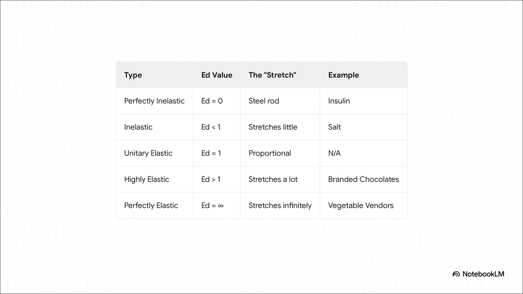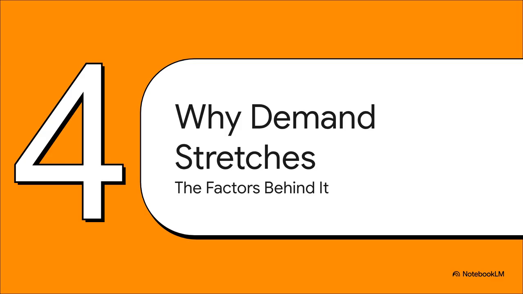Imagine 2 identical vegetable vendors side by side. If one of them raises their price by just a tiny bit, their demand could literally drop to 0 in an instant, because everyone would just go to the other guy. Okay, so we get the what, but what about the why? You know, why is insulin a steel rod and a chocolate bar a super stretchy rubber band?